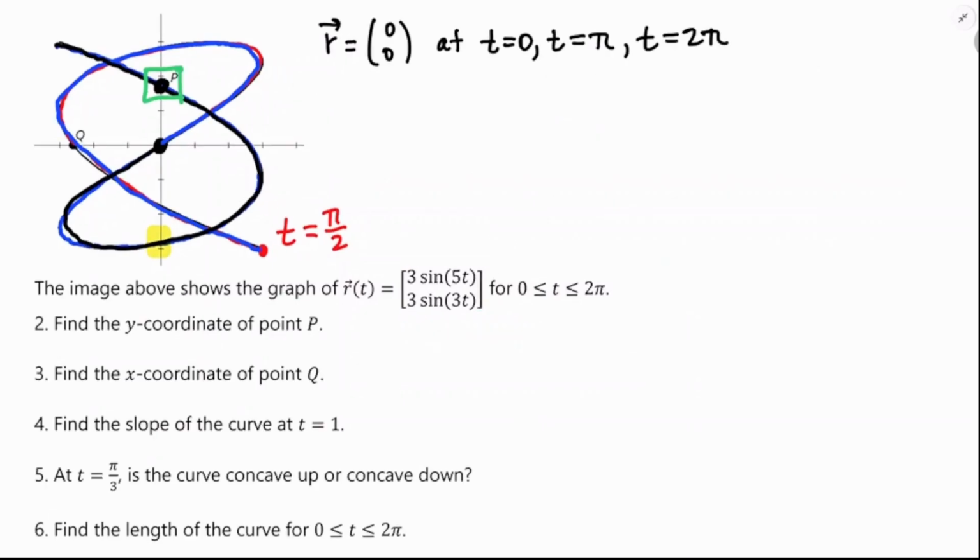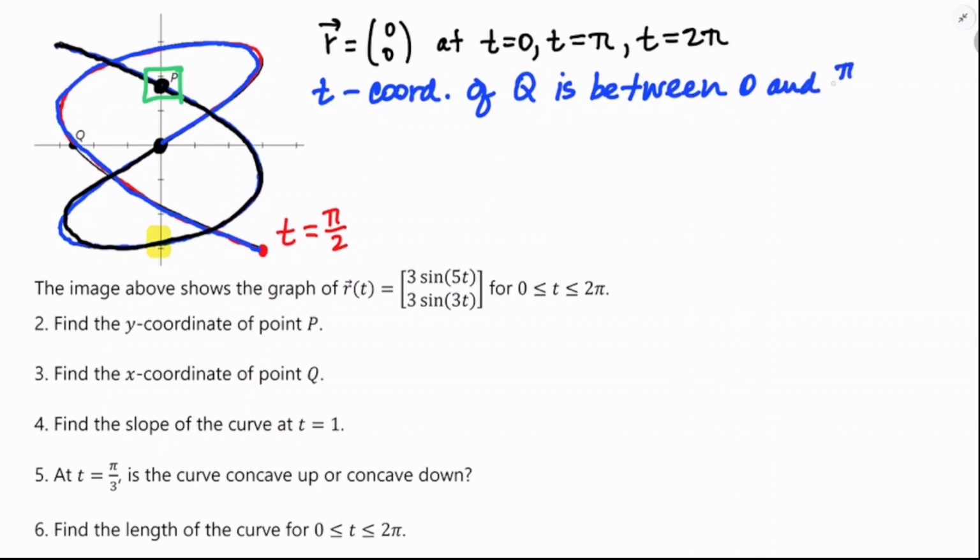All right, so now we're going to find the x-coordinate of point Q. And so I think, because it's on that first part of the curve, on that blue portion, I'm going to say the t-coordinate of Q is between 0 and pi. And actually, I can say I'm just going to find the first one between 0 and pi over 2 to save myself a little bit of effort compared to that last part.